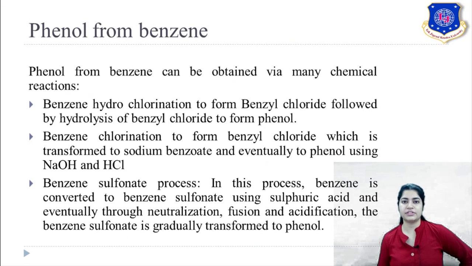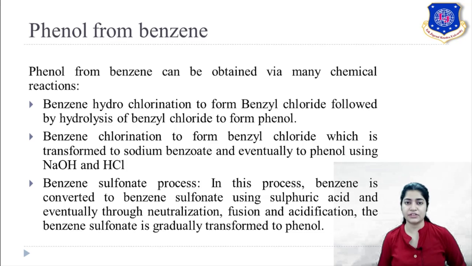The next process is phenol from benzene. Here the reactant is benzene. Even when using benzene, there are many methods to obtain phenol. One is benzene hydrochlorination to form benzyl chloride, followed by hydrolysis to give phenol. So your first method is hydrochlorination of benzene. The second is benzene chlorination to form benzyl chloride, which is then transformed to sodium benzoate via the caustic method.